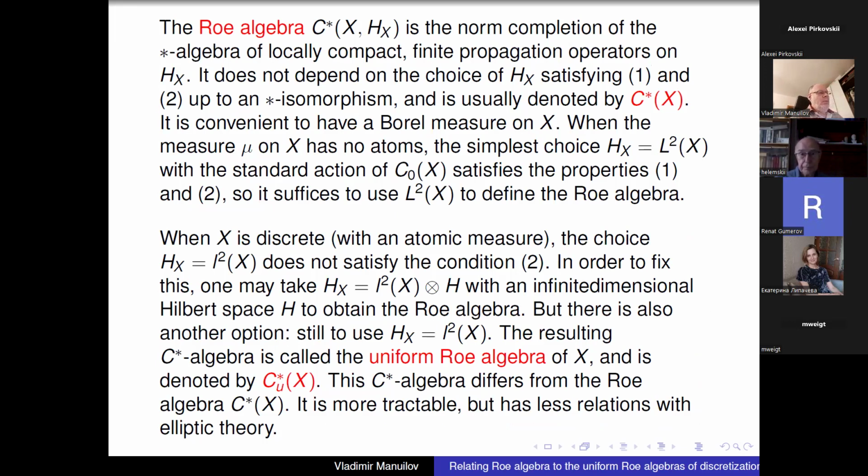So we may take, for example, the tensor product of L2 of X times some infinite dimensional Hilbert space. Then we get this row algebra of the discrete space X. But there is also another option. We can still use the same small Hilbert space L2 of X without tensoring it by something infinite dimensional. And the resulting sister algebra will be smaller. It differs from the row algebra, and it is called the uniform row algebra of X. Calculations are easier with this sister algebra, but it is quite far from the elliptic theory of pseudo-differential operators, which was the main idea why to study this row algebra.